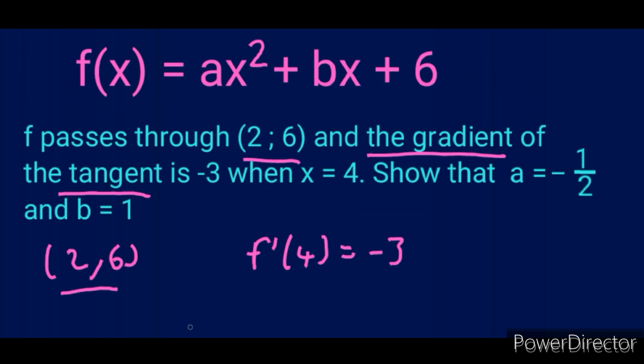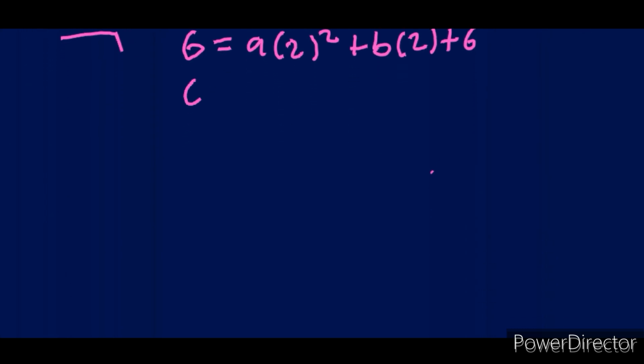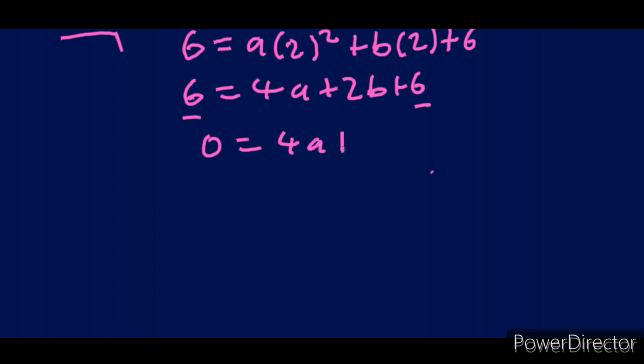Since the y value is 6, we're going to end up having 6 is equal to a into 2, because our x value is 2. So we're going to have a into 2 squared plus b into 2 plus 6. So 6 is equal to, 2 squared is 4, so 4a plus 2b plus 6. If we take this 6 to the other side, they will cancel out because they're the same. So we'll end up having 0 is equal to 4a plus 2b. We can still simplify it further, but I'm going to call it my equation 1.